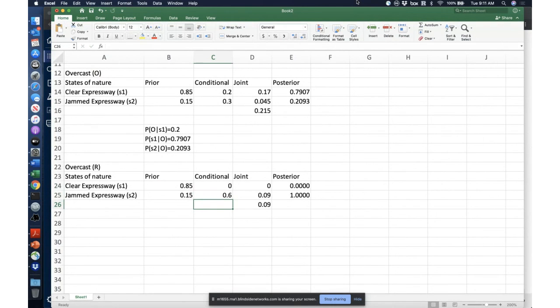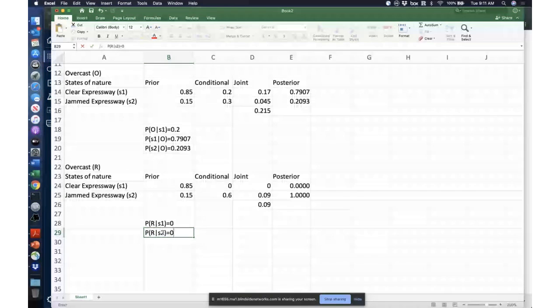So what does this mean? Let's look at these probabilities. Let's look at this one here. What is the probability that you notice rain when you first notice that the roadway was not jammed? You never noticed that. The probability that there was rain when you noticed that the expressway was jammed, that was 60%.